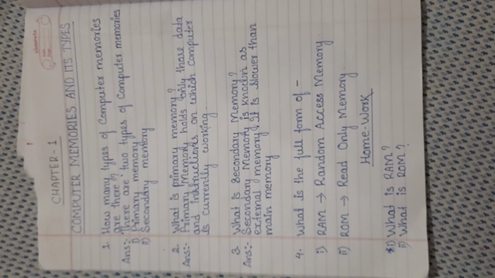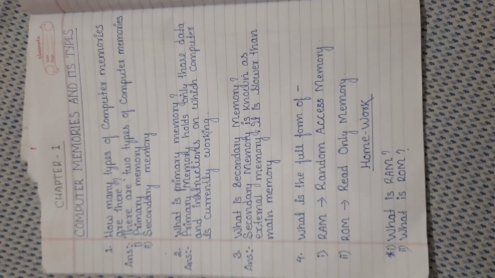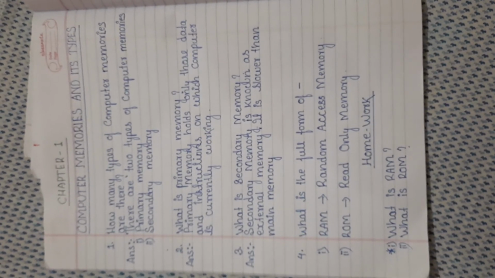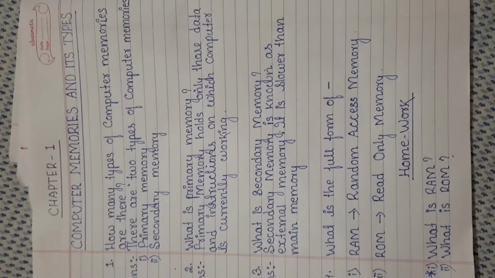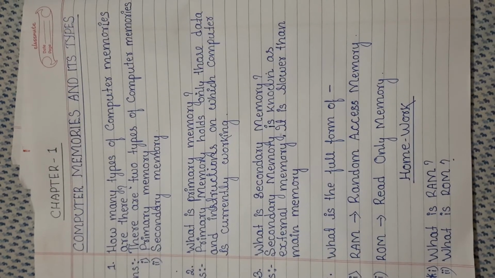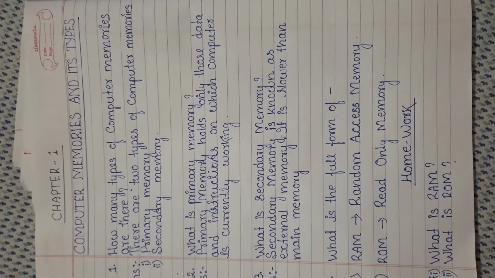Number 1, how many types of computer memory are there? There are two types of computer memory: primary and secondary. Number 2, what is primary memory? Primary memory holds only those data and instructions on which the computer is currently working. Number 3, what is secondary memory? Secondary memory is known as external memory. It is slower than main memory.